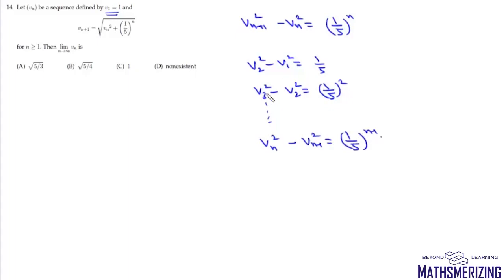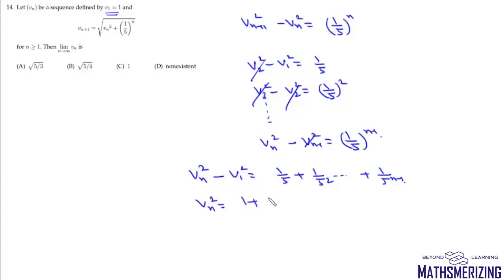Now we'll add them, all these terms will cancel. From here we can write Vn square minus V1 square as 1 by 5 plus 1 upon 5 square plus ... plus 1 upon 5 to the power n minus 1. So we can write Vn square as, now V1 is 1, 1 plus 1 by 5, 1 by 5 square, ... 1 upon 5 to the power n minus 1.